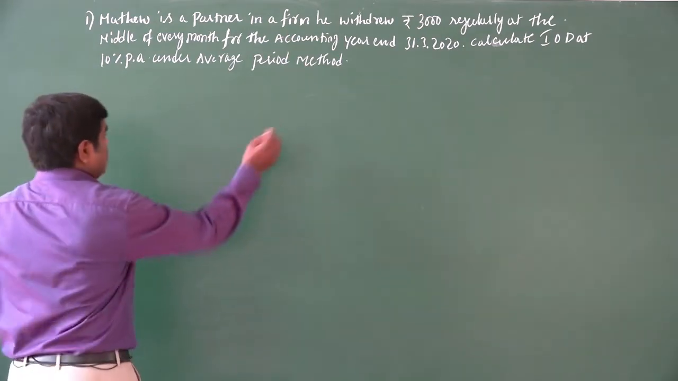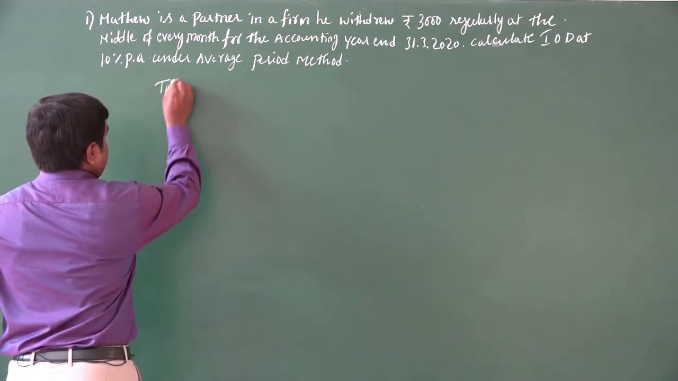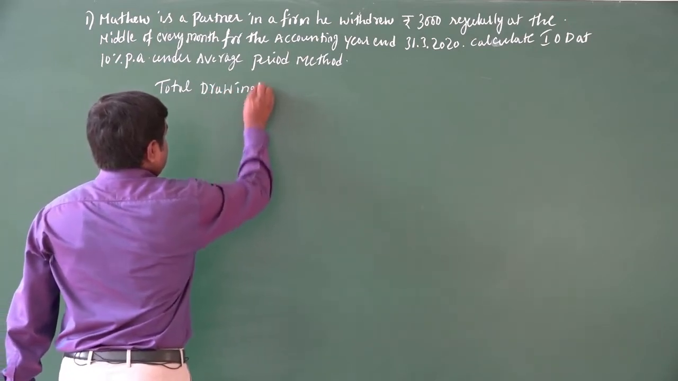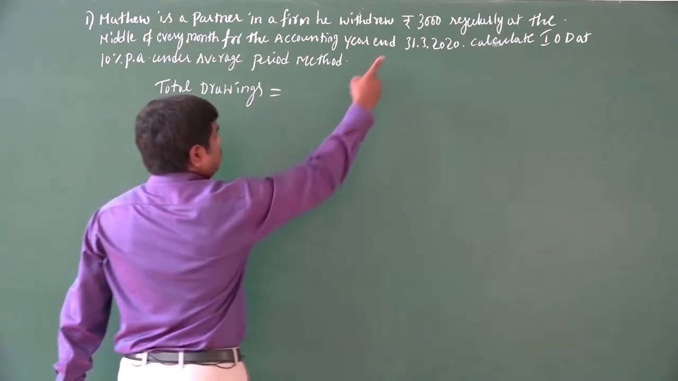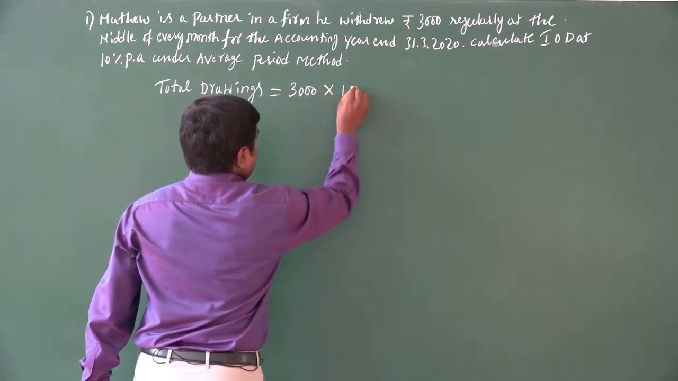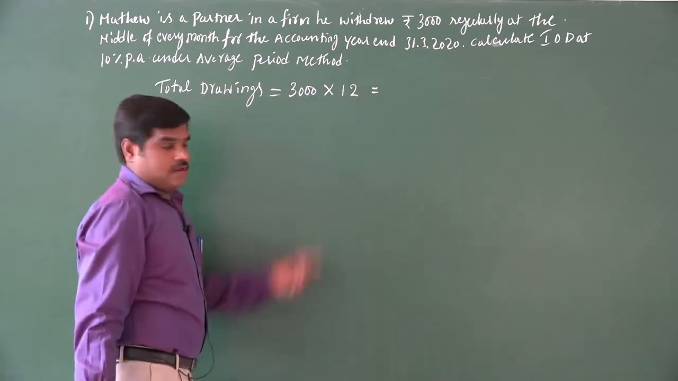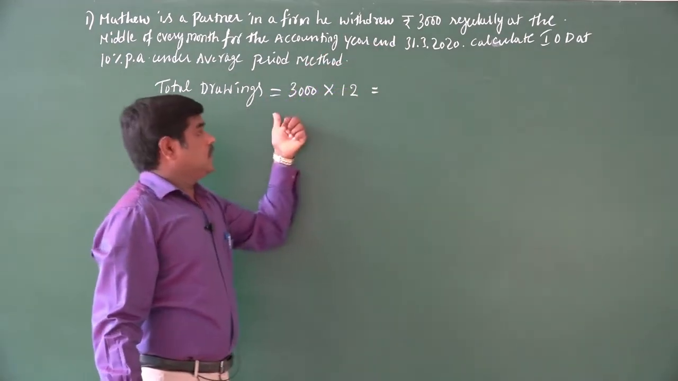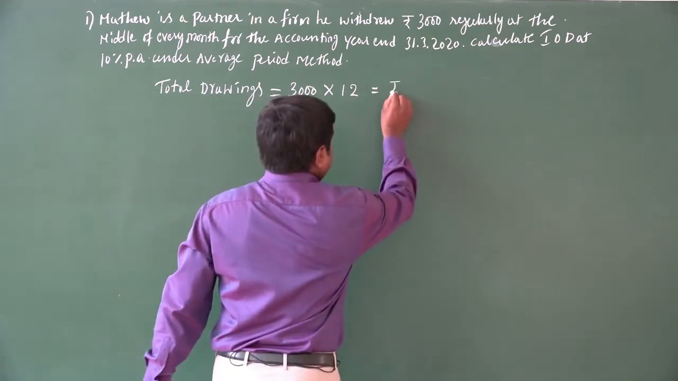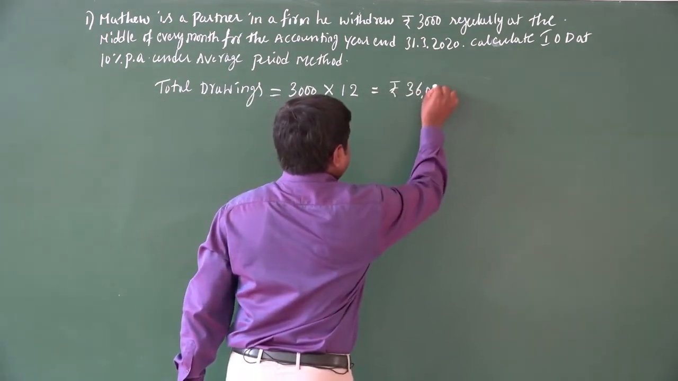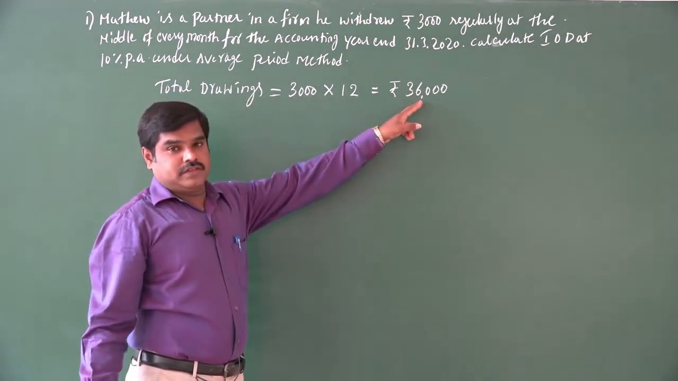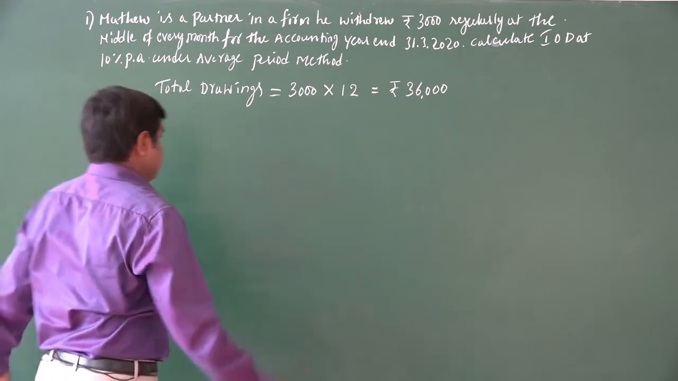In the average period method, first you have to calculate total drawings. Total drawings is equal to the amount withdrawn every month, 3,000. In one financial year it is 12 months, so 12 threes are 36. So 36,000 rupees is the total drawings in a year. Matthew has withdrawn 36,000. Okay. Next one.